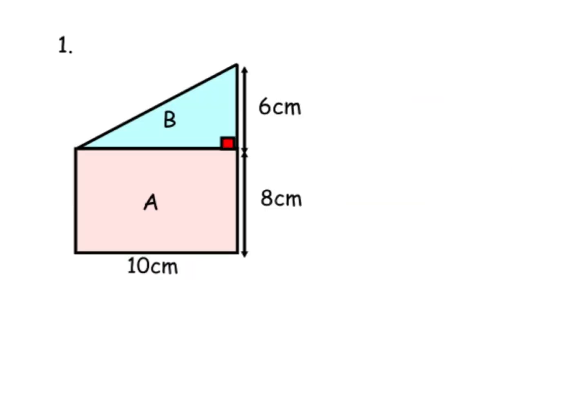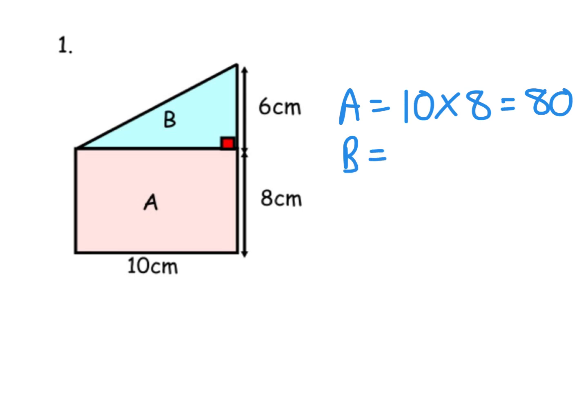Just to recap, so here's example 1, and I've split this one up into area A and area B. I always do A first, which is the rectangle, so I just think it's always easier to get the rectangle out of the way. So area A will be length times breadth, which is 10 times 8, which is 80. So started off nice and easy.